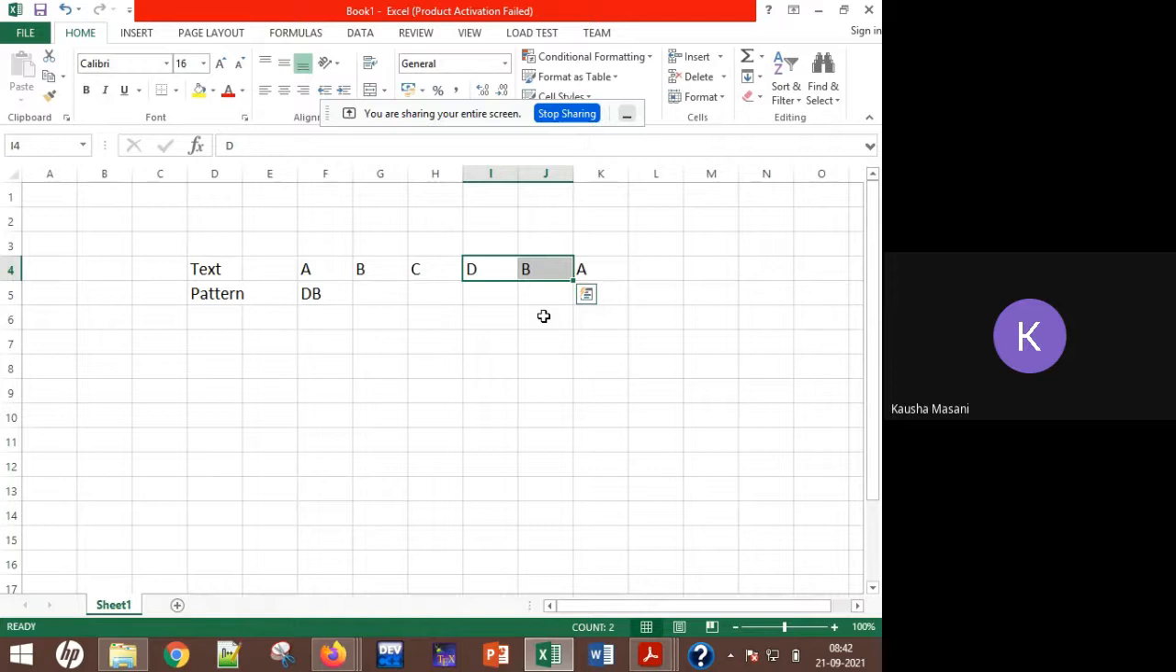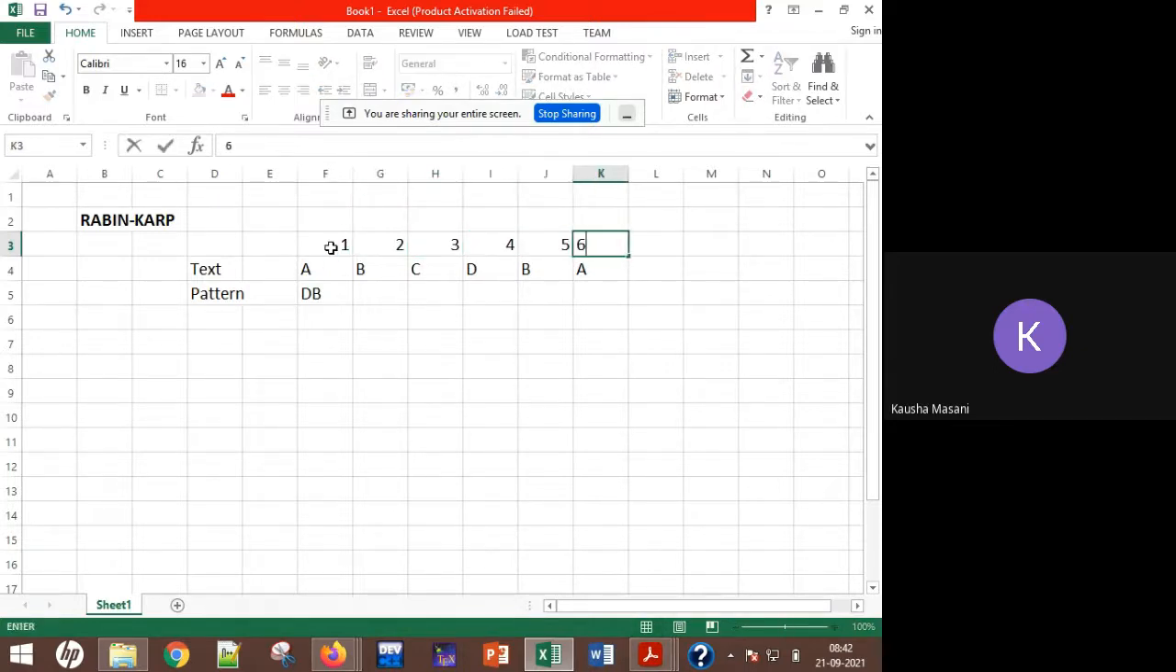But in this Rabin-Karp string matching, the topic we are discussing today, we need some hash values: the hash value of your pattern as well as the hash value of your text. Now let's say I am denoting these letters a, b, c, d as numbers 1, 2, 3, 4.